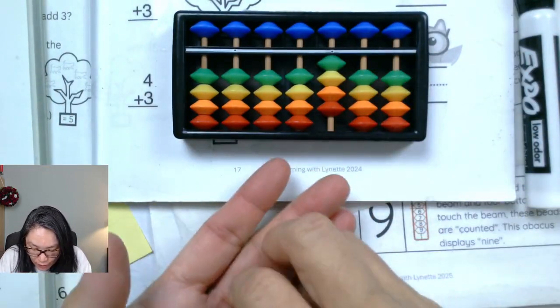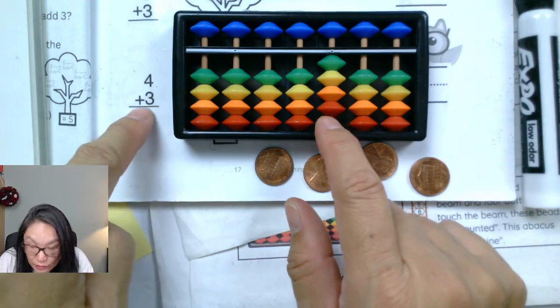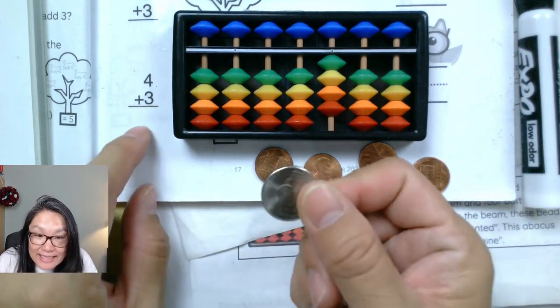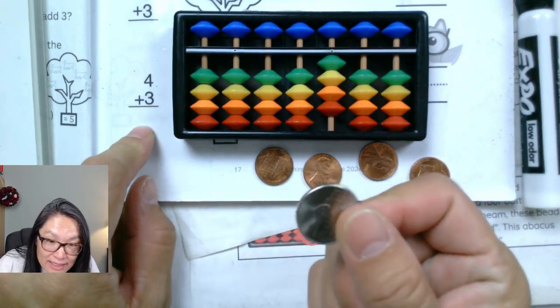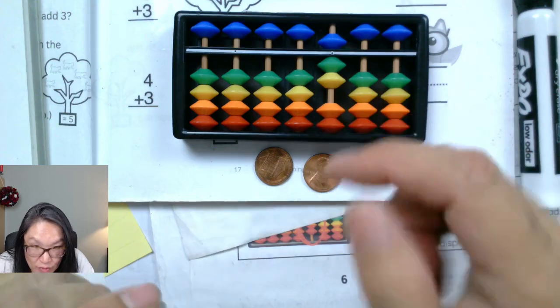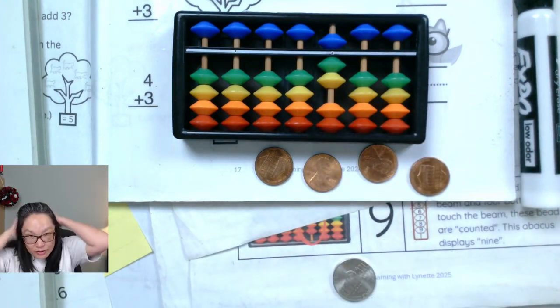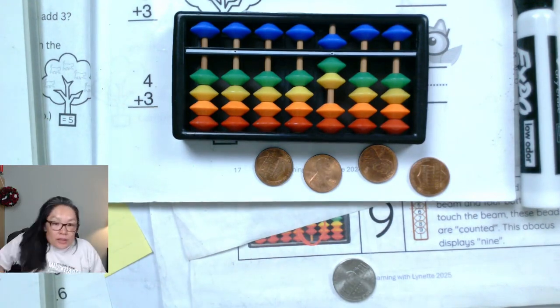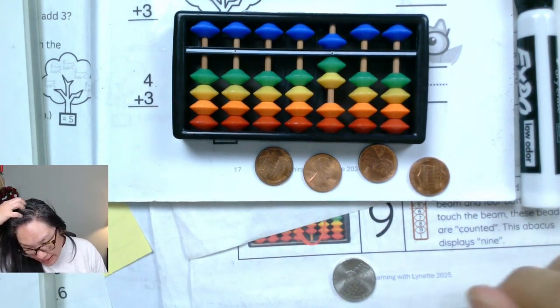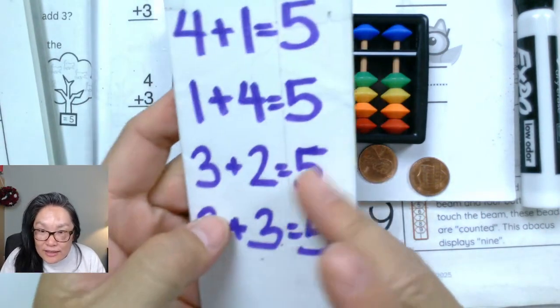So if I have 4 beads, if I have 4 and I want to add 3, but I have this handy dandy nickel, yes, Marvin, yes. Bring down the 5 and take away the 2. Thank you so much. That makes sense, right? So what we're doing is we're understanding how to make a 5. We're understanding how to utilize the 5.